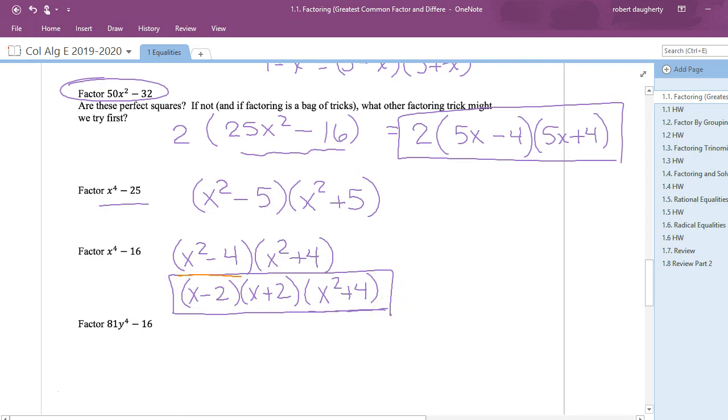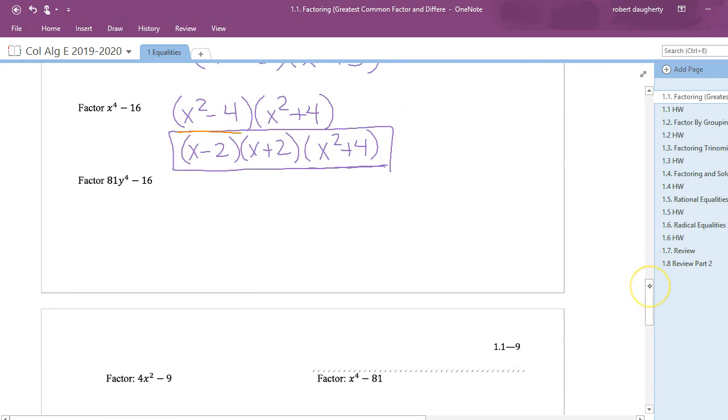Let's look at the next one, 81y to the fourth minus 16. The square root of 81 is 9. The square root of y to the fourth is y squared. Minus 4, that's the square root of 16. And then I get 9y squared plus 4.